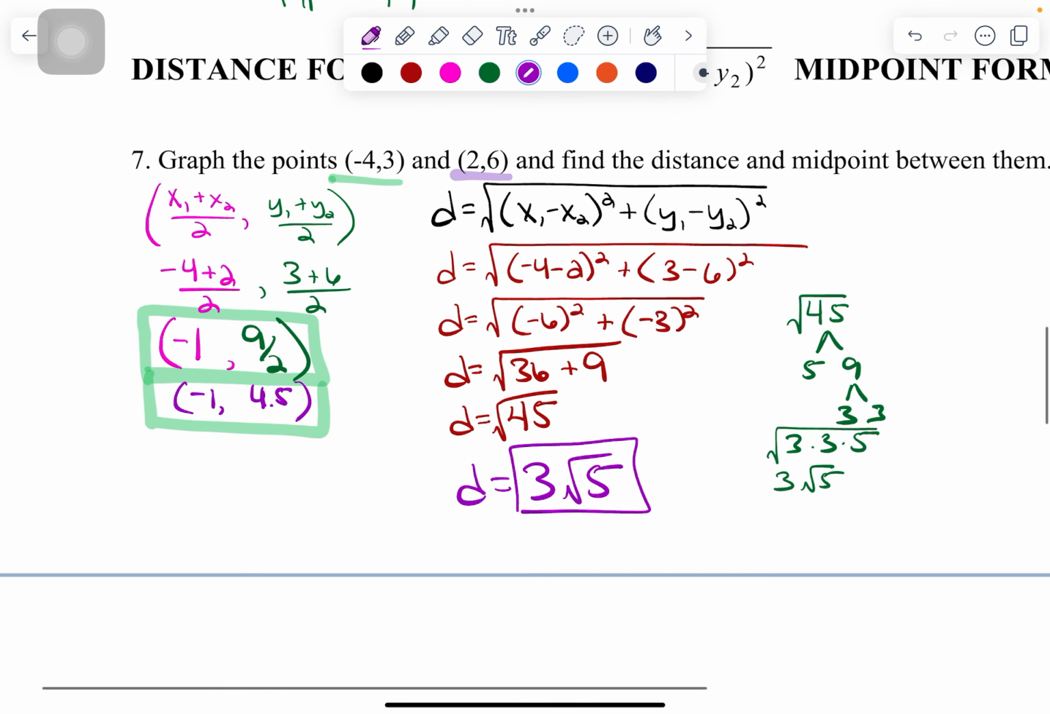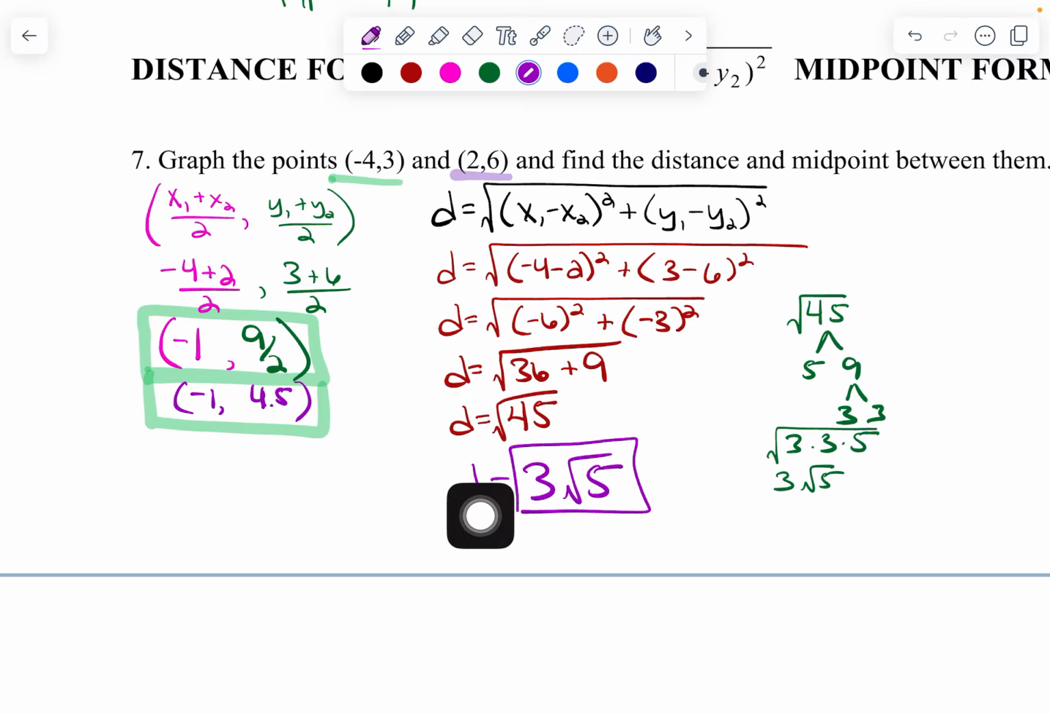If you needed to know a decimal equivalent, just pop that in your calculator, all right? But for my problems, unless it says otherwise, I want the exact answers, and I want the simplified exact answers. So taking the root 45 and simplifying down to 3 root 5 would be what I'd be looking for.